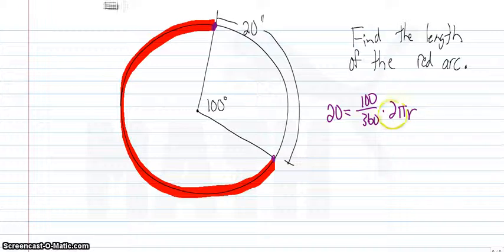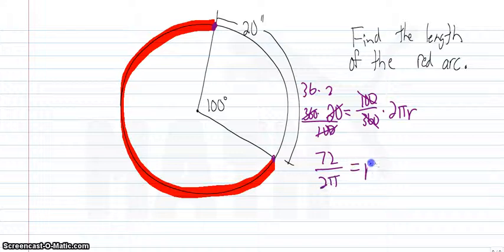Now if we do the algebra on that, multiply both sides by 360 over 100. Simplify that down a little bit. I can divide this by 10, divide this by 10, so it's 72. And I'm also dividing both sides by 2 pi, so I can get r all by itself. Divide that by 2, divide that by 2, and the radius as an exact value is 36 over pi. Using that, I can go forward and find that arc length.